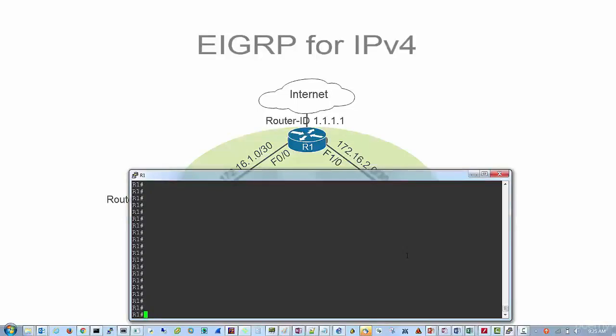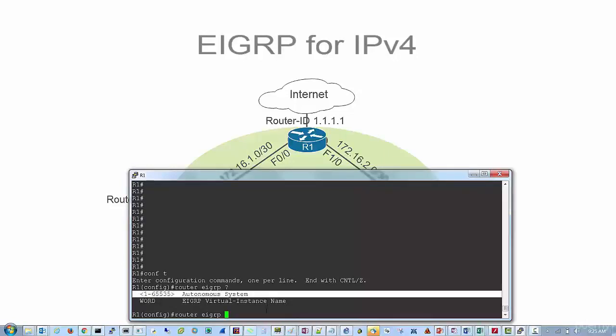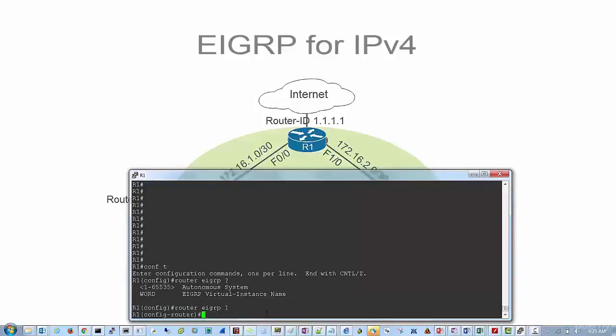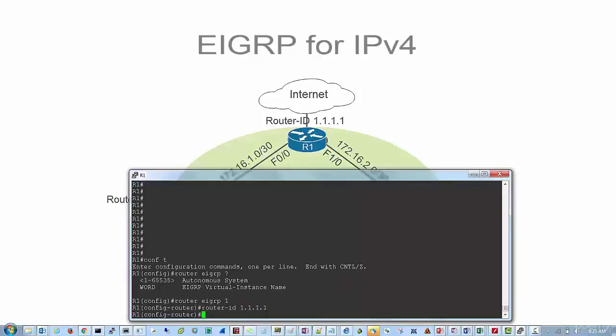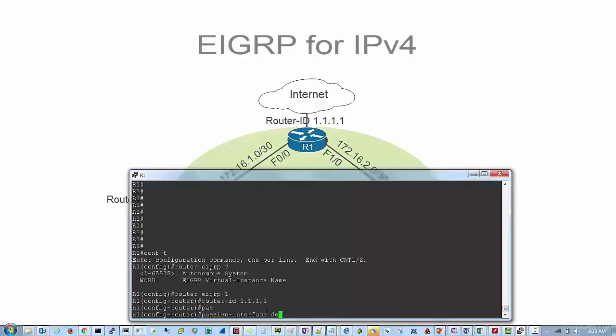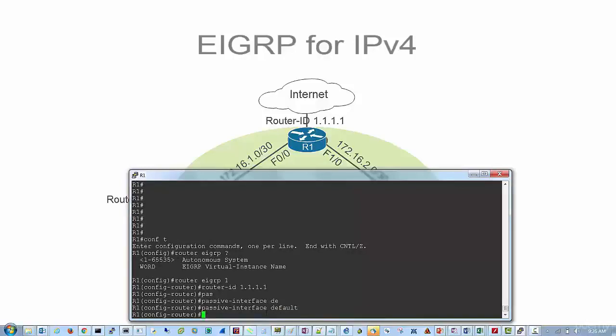Okay, let's start by configuring R1. We'll go to configuration mode, and then we'll enter the command router eigrp, and if we do a question mark, you can see that we have the option to configure it for an autonomous system number. We're going to use 1 for our AS number in this lab. Then we're going to give it a router ID, and then passive-interface default, saying we don't want any interfaces to participate in EIGRP peerings unless we actually say no passive for that interface.